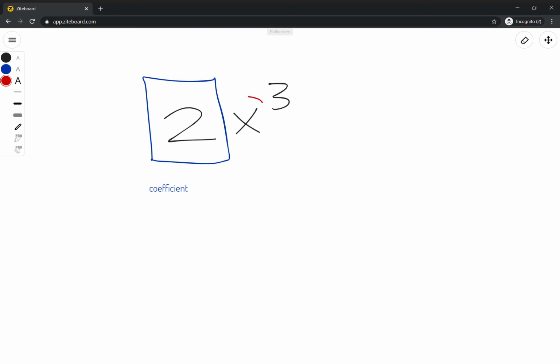Next, what I'm circling in red is known as the variable. So the variable is what we covered in the last video, and it basically is a value that is not known immediately, but it represents some kind of amount. Lastly, what we have boxed in black is known as the exponent. The exponent pretty much signals how many times the base should be multiplied by itself.